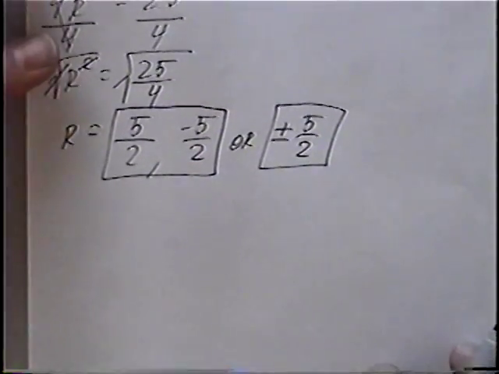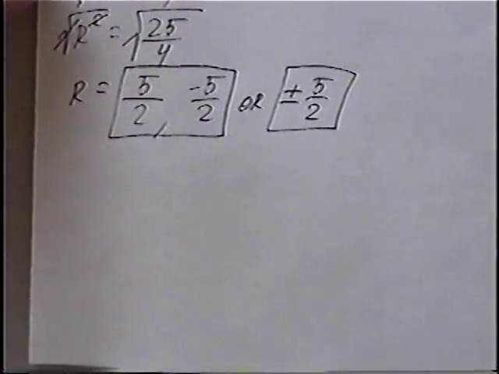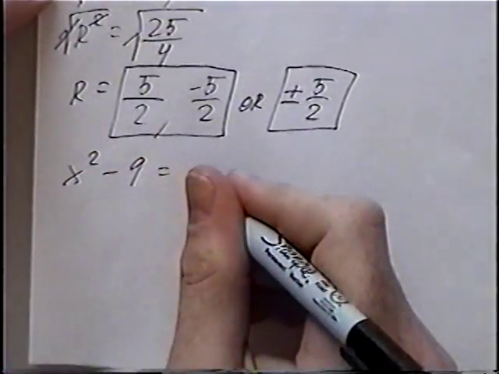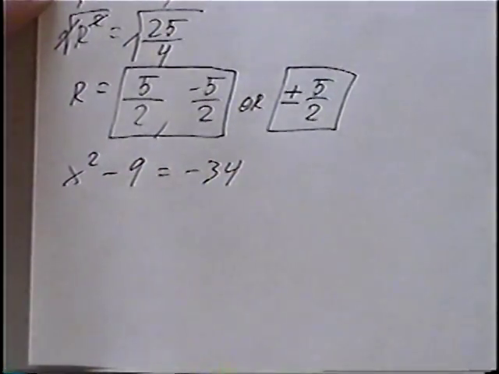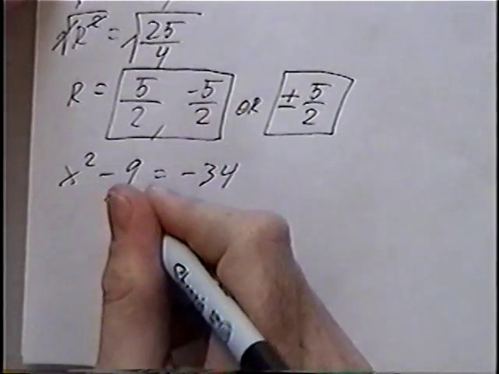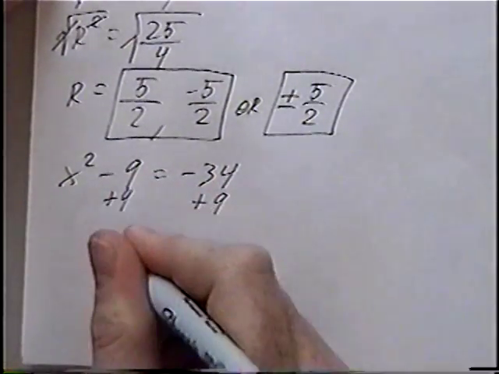One more question, last question for this section. X squared minus 9 equals negative 34. Solving again, we want to get x squared by itself. So we will add 9 to both sides.